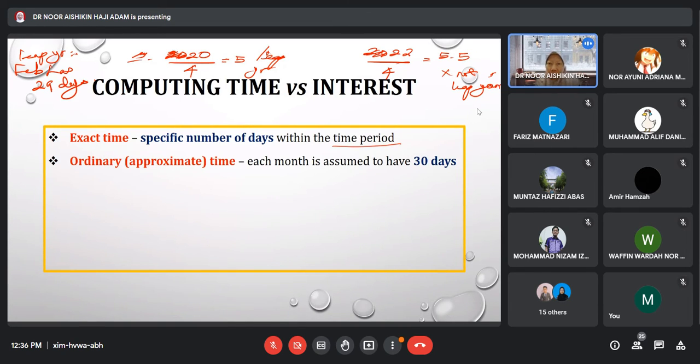So, when we use ordinary time, we simply assume that every month has 30 days, including February. Tak main dah 28 hari, kita terus round off dia jadi 30 days. January ke February ke semua ada 30 days.